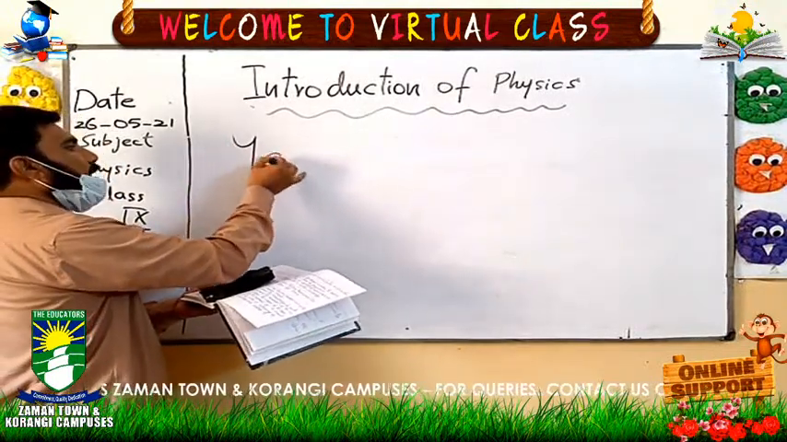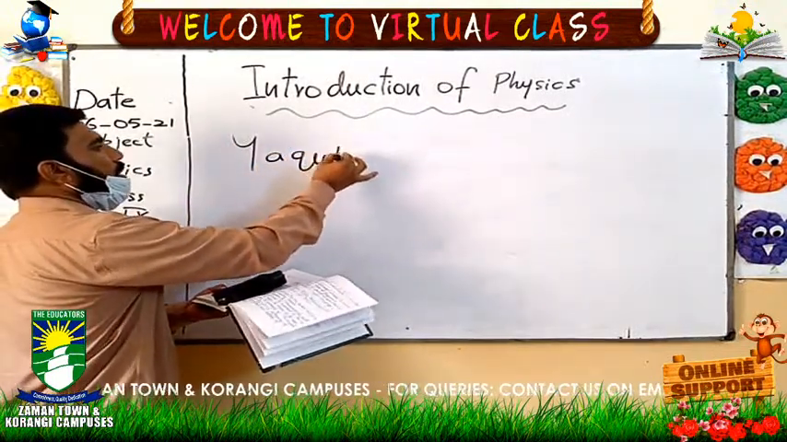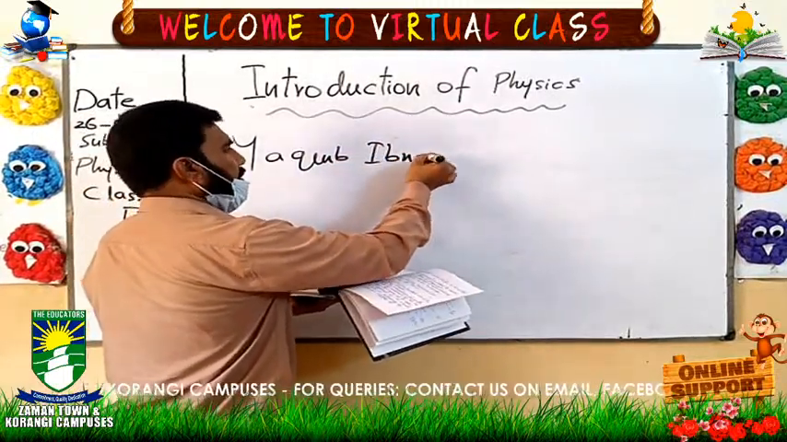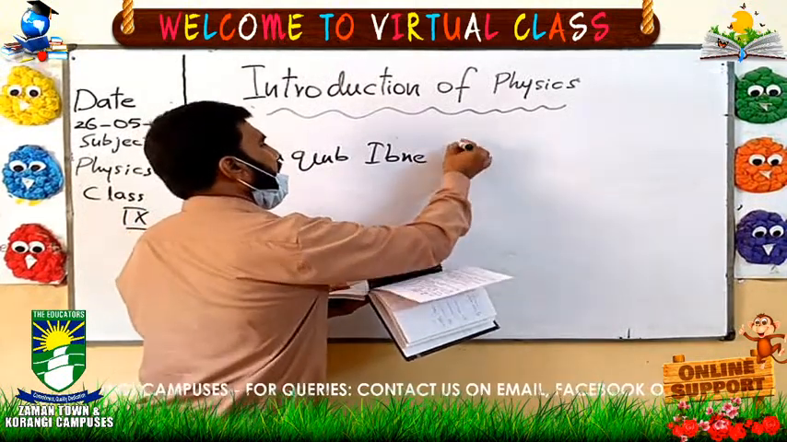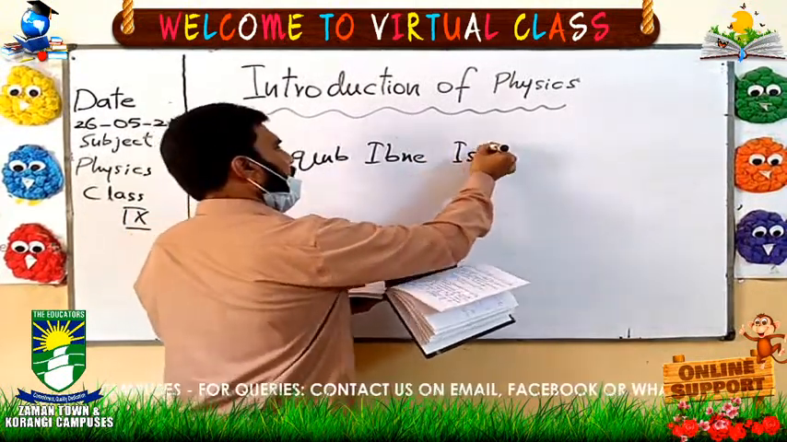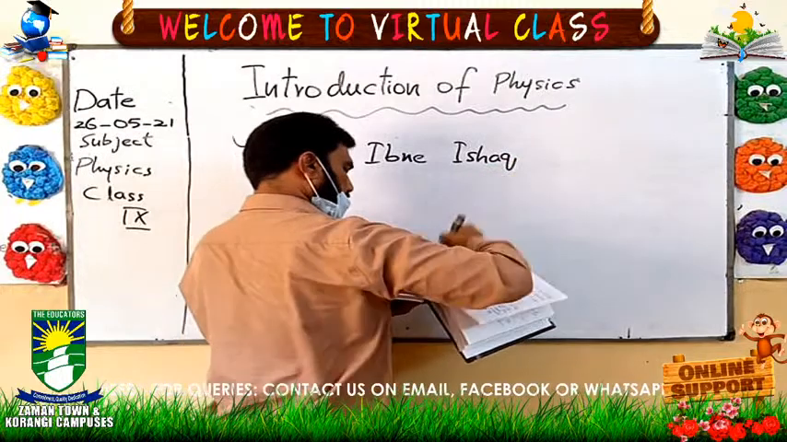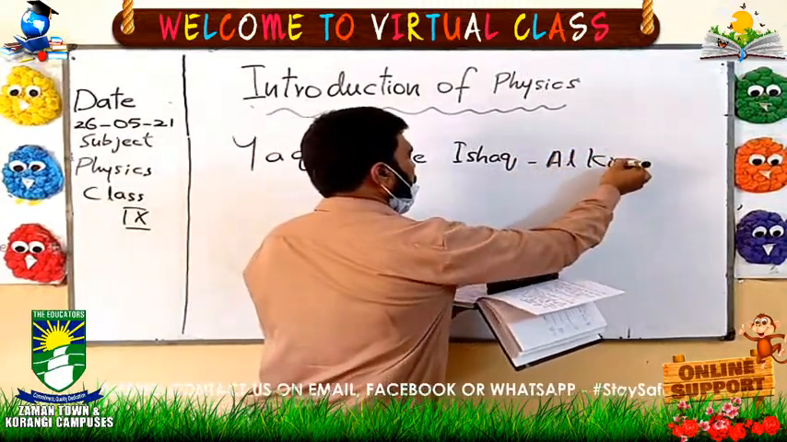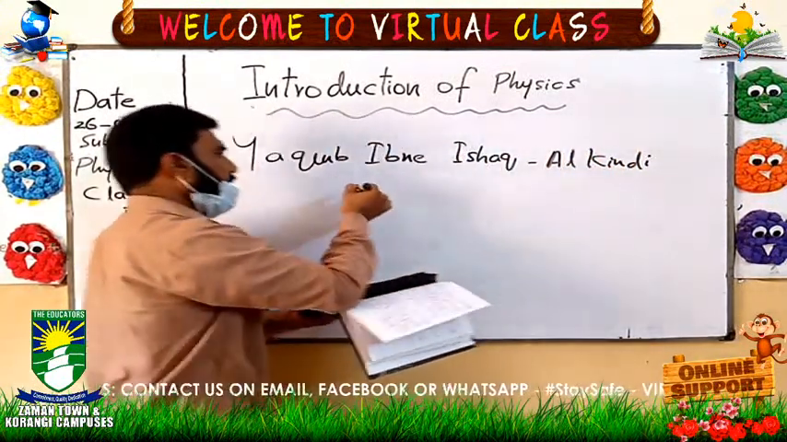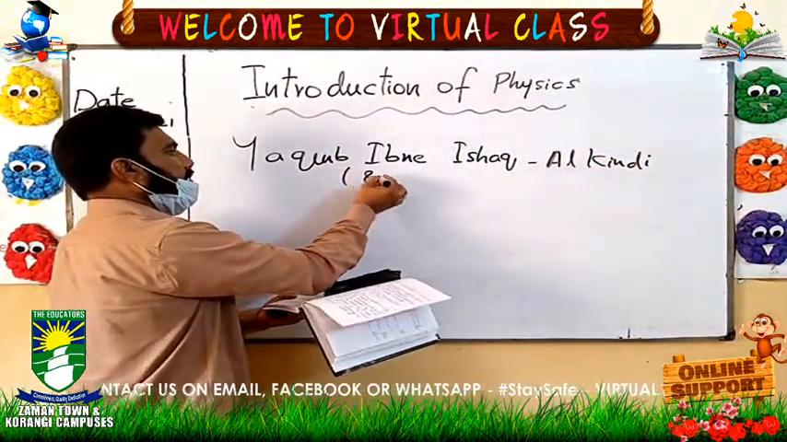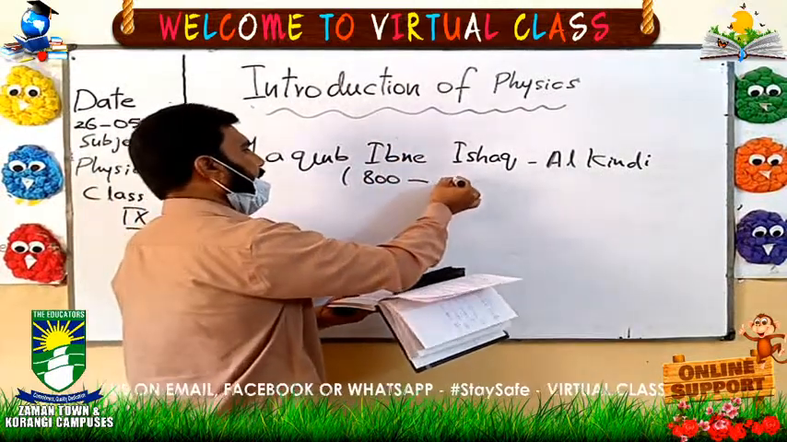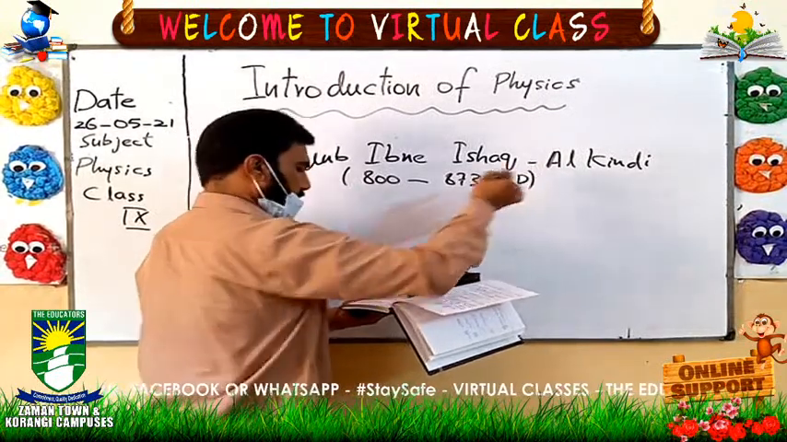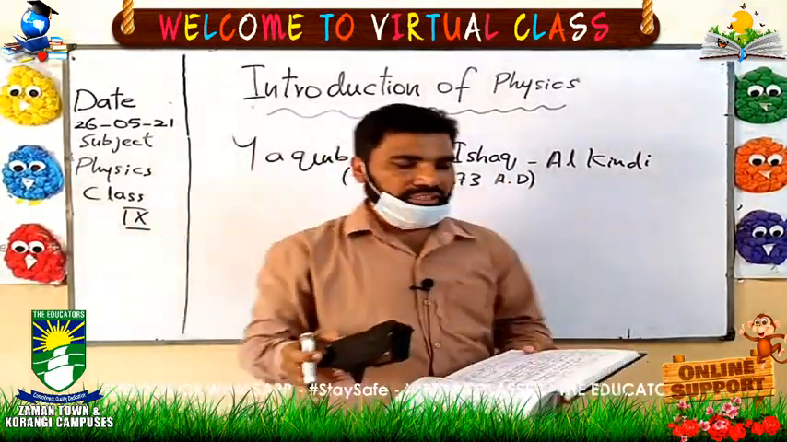He is also a very famous scientist of that era, Yaqub ibn Ishaq al-Kindi. His date of birth is 800 and date of death is 873 AD. He is also a very prominent scientist of that era.